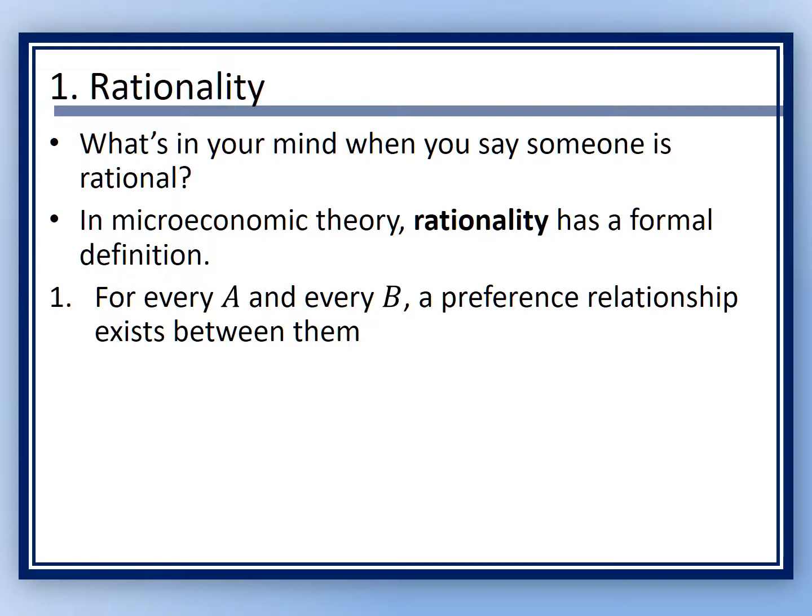One is for every object A and B, a preference relationship exists between them. So the relationships that I just mentioned: do you prefer A to B? Might you prefer A to B, or is it just A and B equal? These relationships. In rationality, in economic theory, says that you have to have one of those relationships. So either A is at least as good as B, or B is at least as good as A, or both. You can tell me something about two objects.